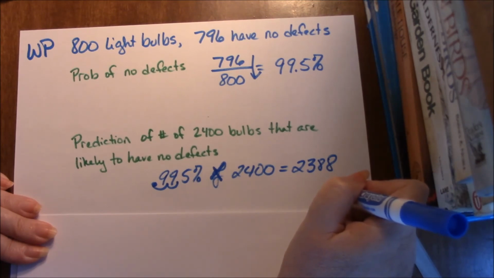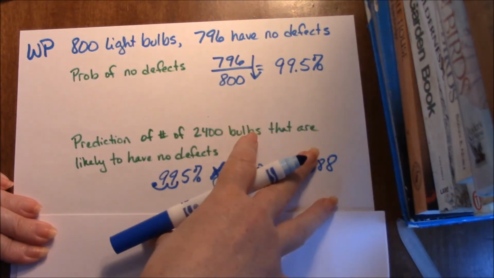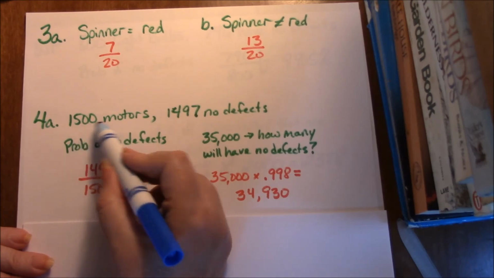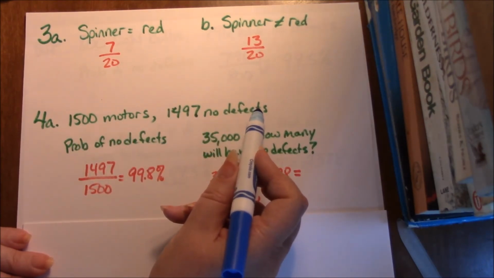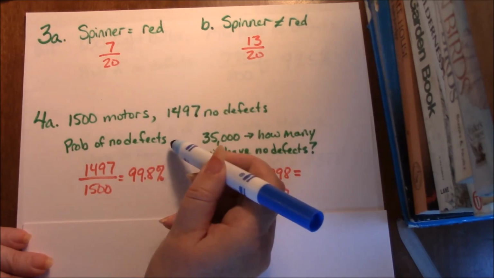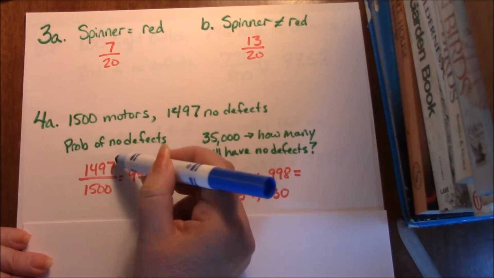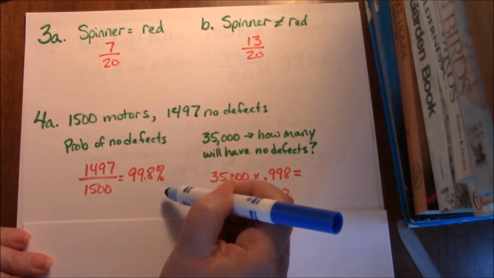Make sense? Pause here, try check it out number 4 so you can play with this a little bit yourself before you have homework. So we have a scenario where we have 1,500 motors and 1,497 of them are found to have no defects. What is the probability of no defects? Well, they've given us the fraction and we just have to find the percentage, and that's 99.8%.